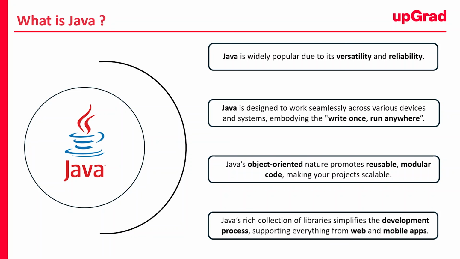Now let's touch on Java's object-oriented nature. This means Java helps you create reusable and modular code. Think of it like building blocks you can use again and again. It makes your code scalable and easier to manage. We will dive deeper into object-oriented programming in our upcoming tutorials.